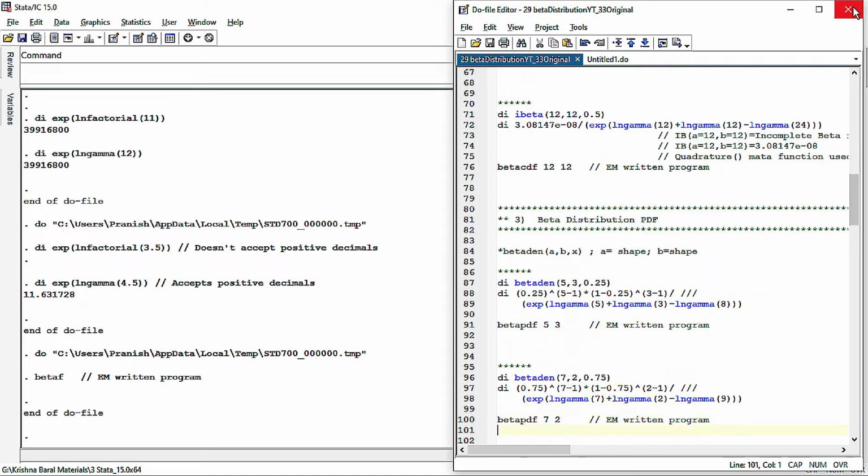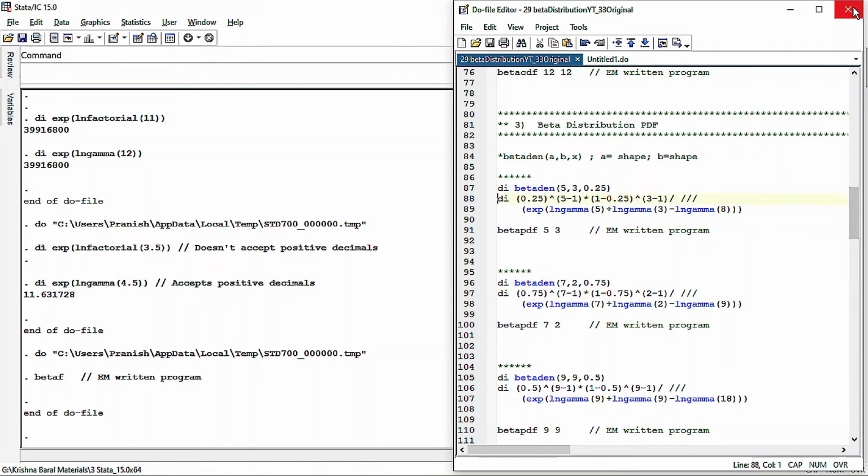Now let us see some examples of the PDF of the beta distribution. So betaden is the Stata function to calculate the PDF of the beta distribution for the parameters A and B, and for the desired value of x. And this is the generic formula. So it is x to the power A minus 1 into 1 minus x to the power B minus 1, divided by the complete beta function expressed in terms of gamma here.